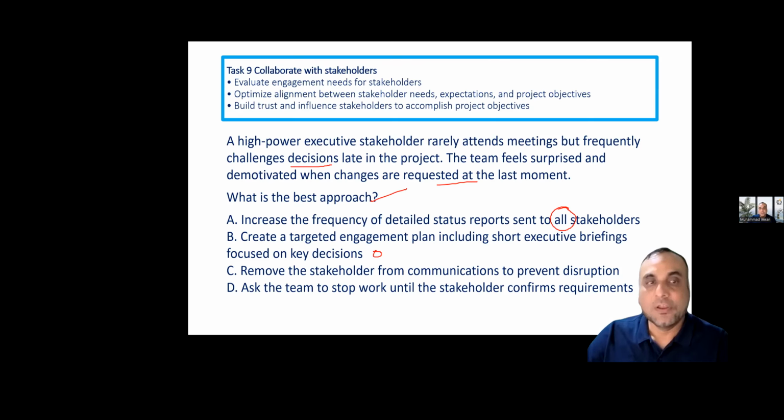Let's go next. Remove him? We never alienate the resistant stakeholders. Ask the team to stop work until the stakeholder confirms requirements? It could be an option, but it will not solve the problem. Just because one person is creating a problem, we cannot terminate the work. It's better to work with them, engage and negotiate. So yes, B is the correct answer. Very good.